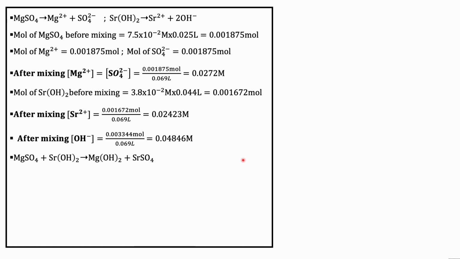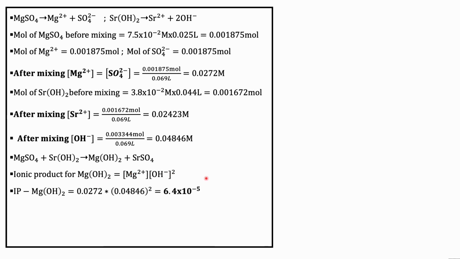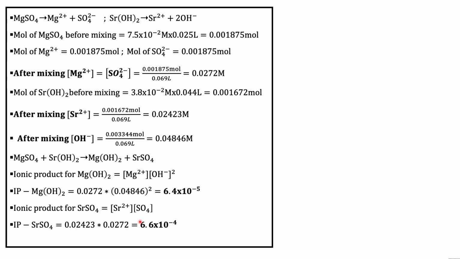Then after getting the concentrations, you can calculate the ionic product. Ionic product for magnesium hydroxide means magnesium times the OH concentration. There is the power of 2 because the dissociation of magnesium hydroxide will give 2 moles of OH. So we calculate the ionic product for magnesium hydroxide, we get this one. We calculate also the ionic product for strontium sulfate, also we multiply their concentrations, we get this one.